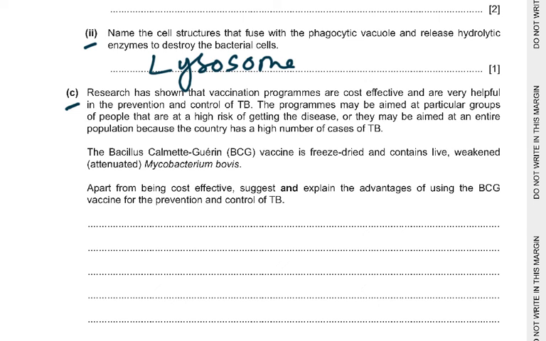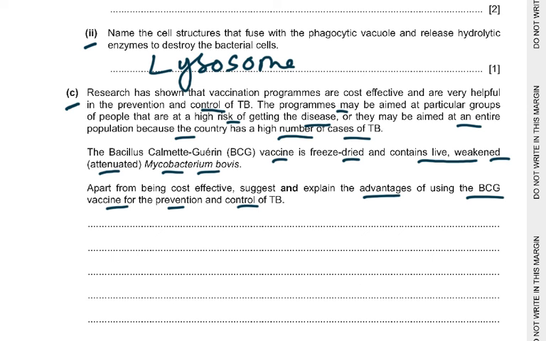Researchers have shown that vaccination programs are cost effective and very helpful in the prevention and control of TB. The program may be aimed at a particular group of people that are at a high risk of getting the disease, or they may be aimed at an entire population because the country has a high number of cases of TB. The Bacillus Calmette-Guerin BCG vaccine is freeze-dried and contains live, weakened, attenuated Mycobacterium bovis. Apart from being cost-effective, suggest and explain the advantages of using the BCG vaccination for the prevention and control of TB.